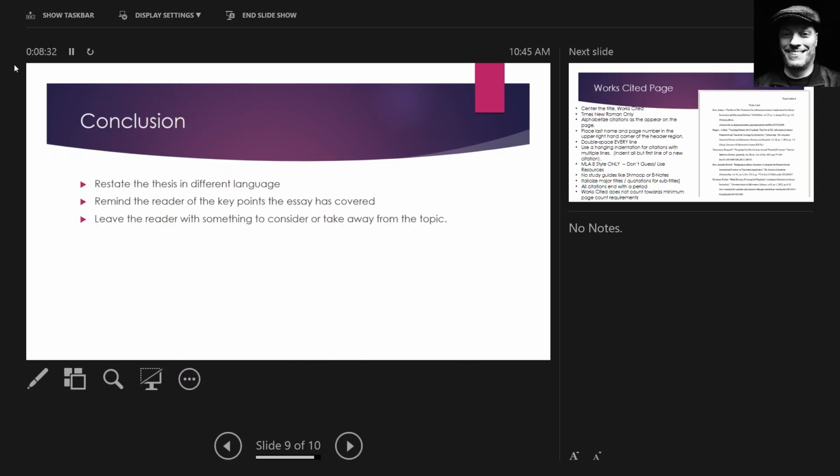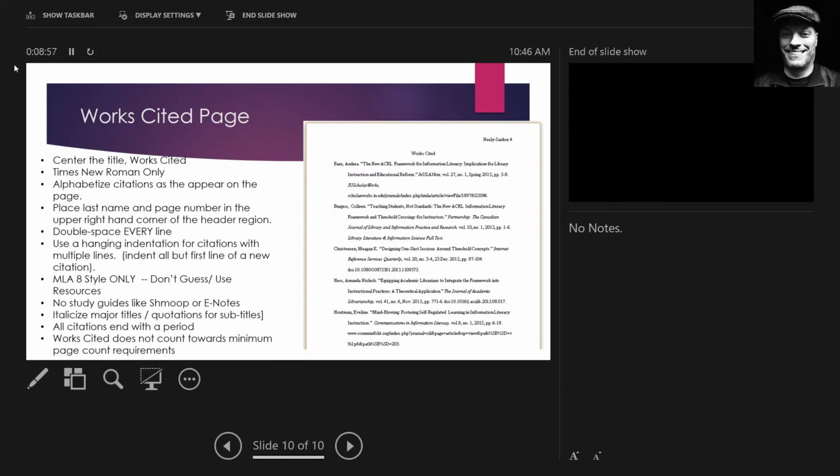Your conclusion, when you get to the conclusion, you'll restate your thesis using different language, remind the reader of the key points of the essay that are covered, and then leave the reader with something to consider or take away from the topic. A conclusion should not have any new information presented to the reader. It should simply restate the thesis, remind the reader of items that have been covered in the essay, and leave the reader with something to consider. And finally, you'll have the works cited page. And so here's some reminders and an example of a works cited page in MLA 8 format.